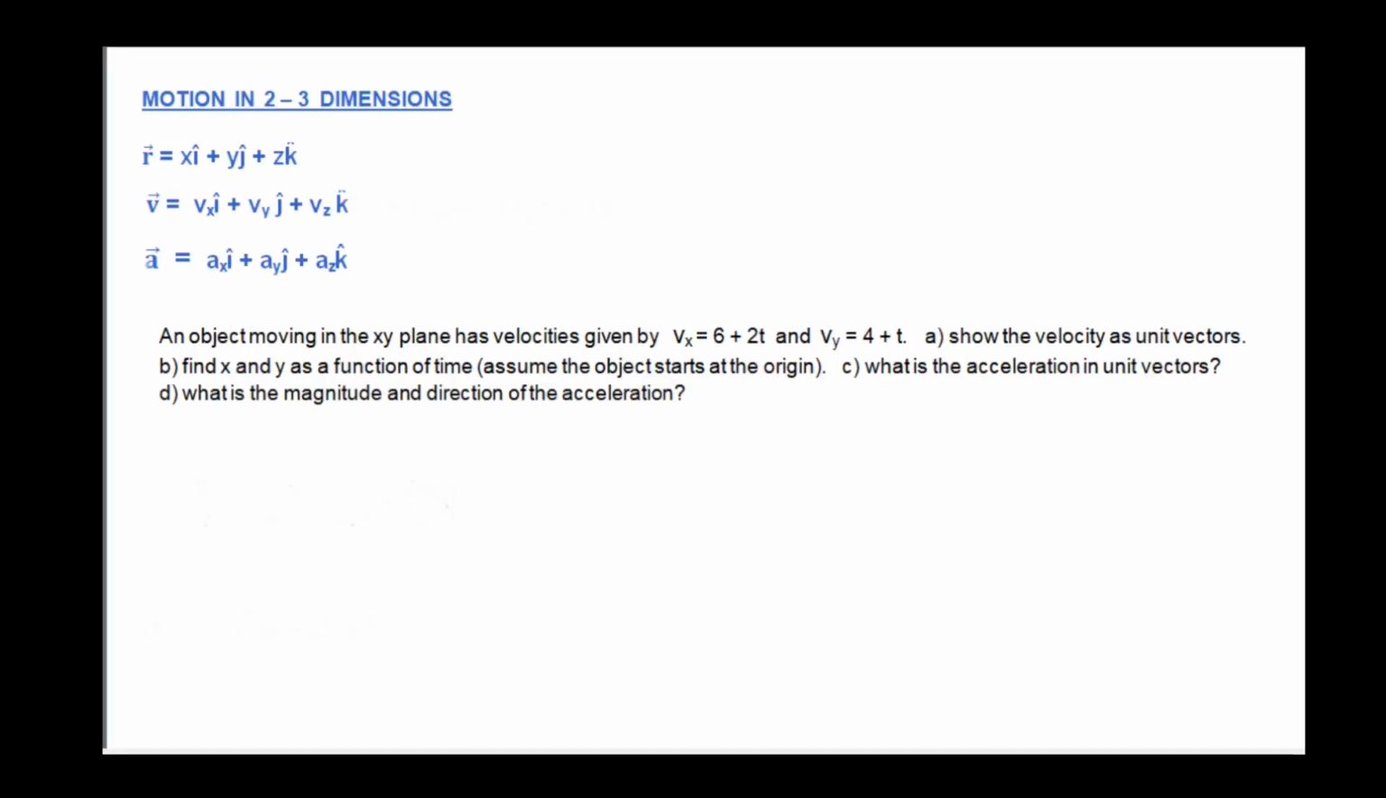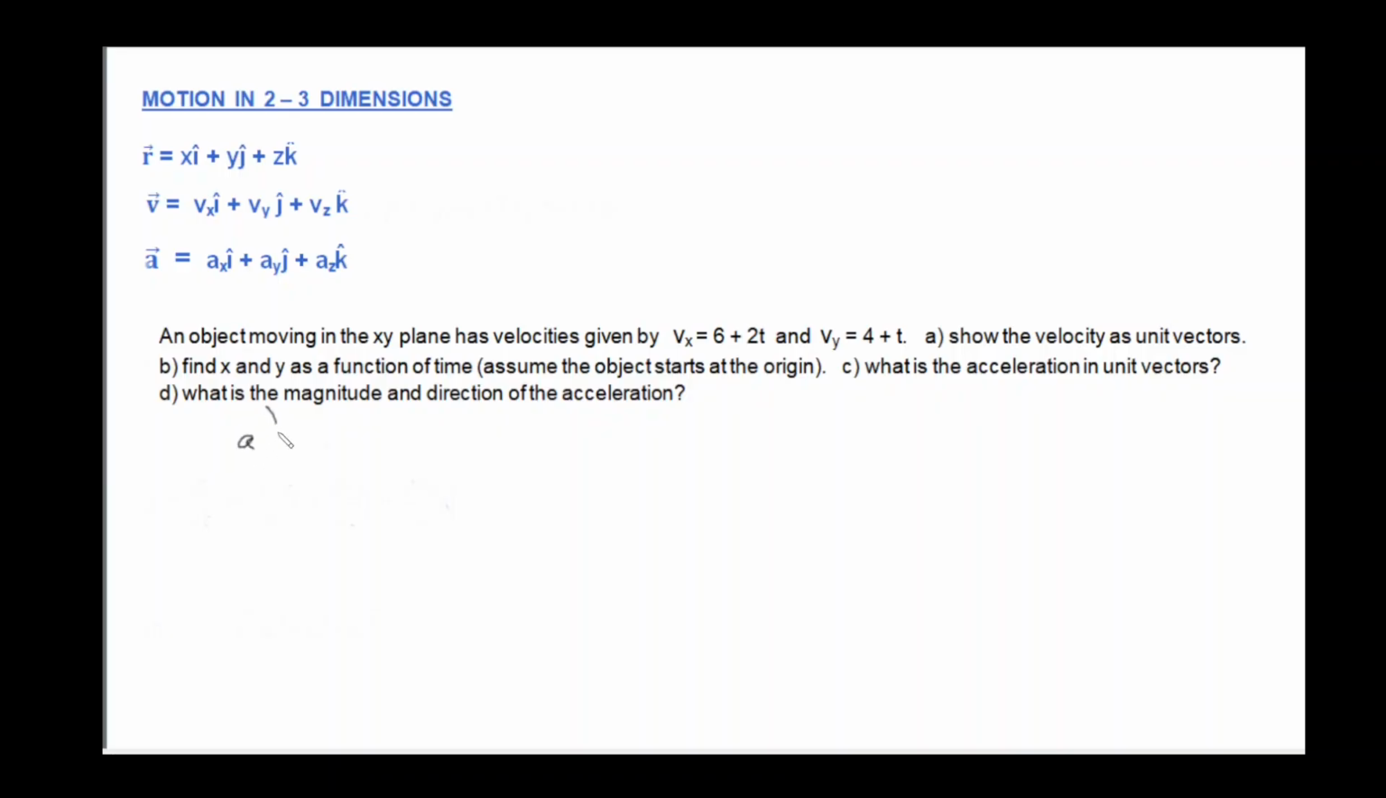Let's do a third problem. An object moving in the xy plane has velocities given by vx equals 6 plus 2t and vy equals 4 plus t. Show the velocity as unit vectors. Find x and y as a function of time. Assume the object starts at the origin. What is the acceleration in unit vectors? And what is the magnitude and direction of the acceleration?